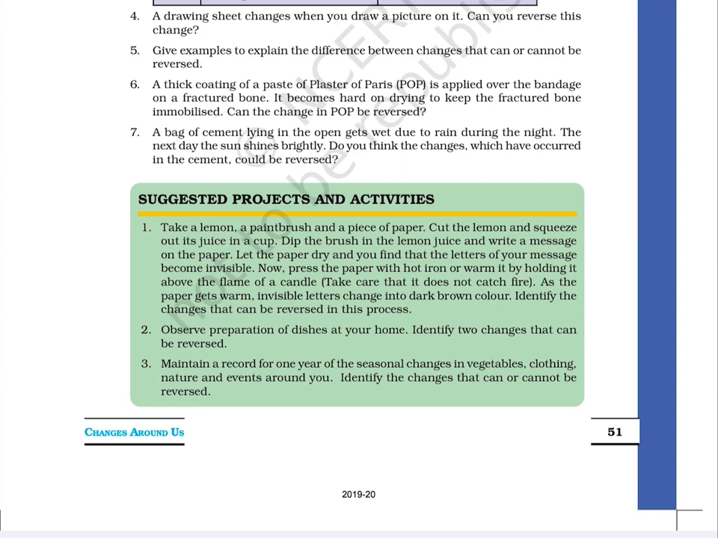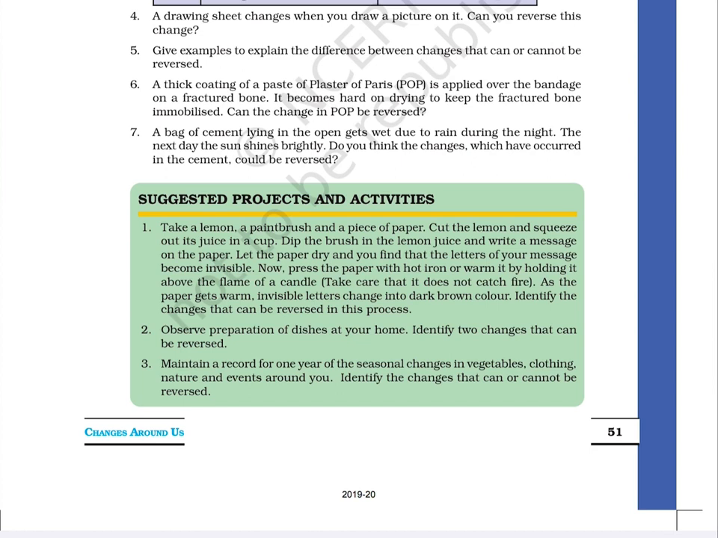Now, press the paper with a hot iron or warm it by holding it above the flame of a candle. Take care that it does not catch fire. As the paper gets warm, invisible letters change into dark brown color. Identify the changes that can be reversed in this process.